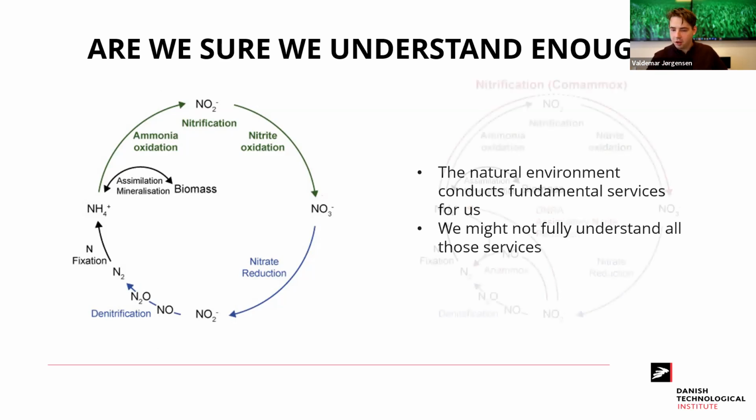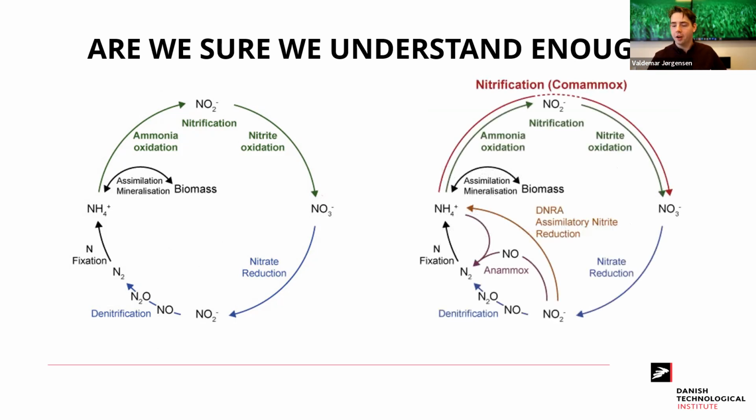Just in the last 30 years, we realized that the figure looks like this instead. We learned about anammox, and we're starting to learn how important it is. Comammox is a very recent addition to this graph. I think it was discovered in 2013 or something like that. It's just to say that perhaps there are processes in the soil that we still don't understand or know about.